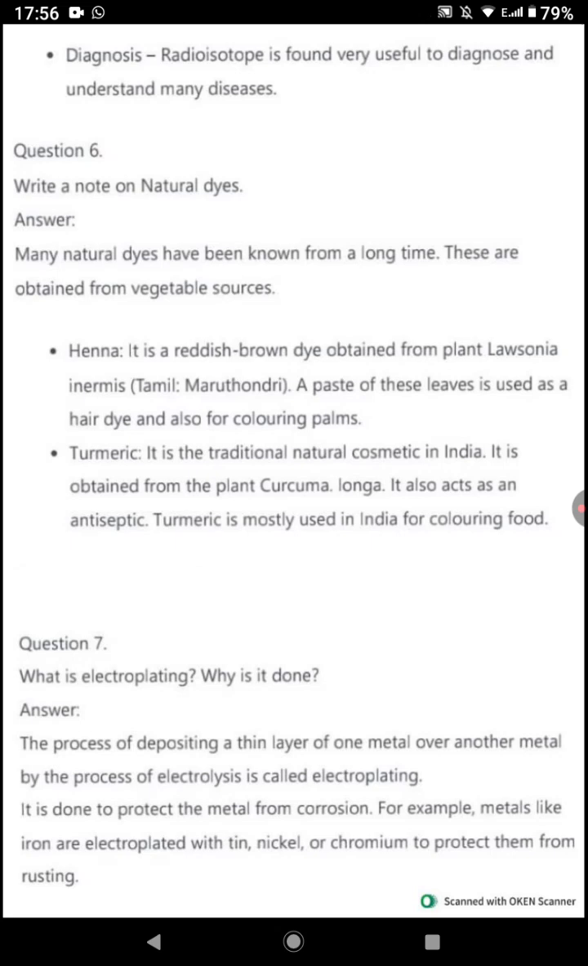Turmeric. It is a traditional natural cosmetic in India. It is obtained from the plant Curcuma longa. It also acts as an antiseptic. Turmeric is mostly used in India for coloring food.